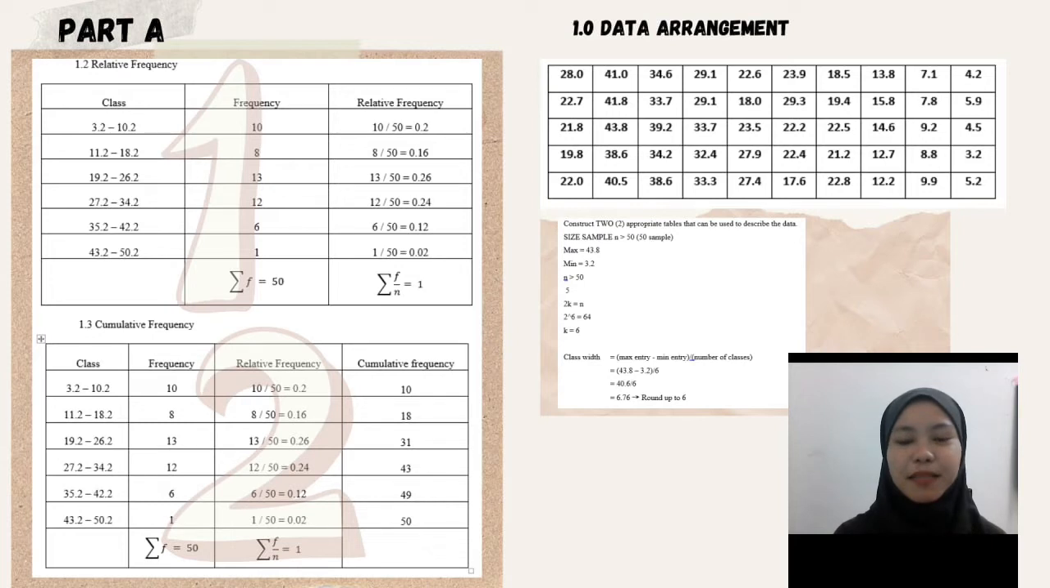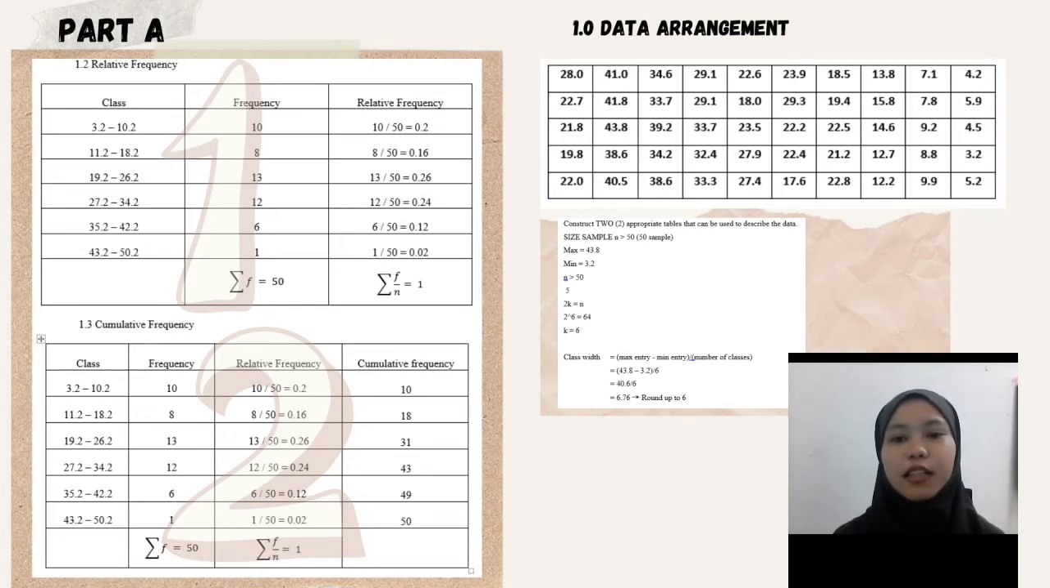Maximum is 43.8, minimum 3.2, and we get the number of classes, which means K equal to 6. For the class width, maximum entry minus minimum entry divided by number of classes. 43.8 minus 3.2, we get 40.6, and divide by 6, we get 6.76. Round up to 7.